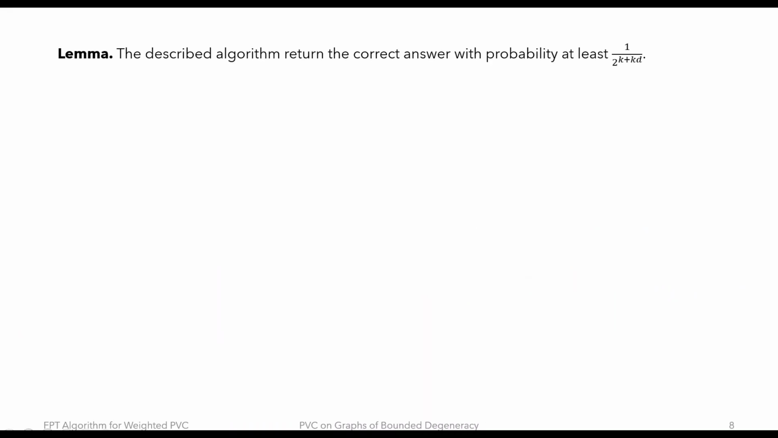Here's a lemma that says the algorithm I just described would return the correct optimal solution with probability at least this much. First of all, this is a good probability, because it means if we run the algorithm this many times, then we expect to find the correct optimal. And since this is a function of k, because d is a constant, then we're fine. Okay, so let's prove the lemma.